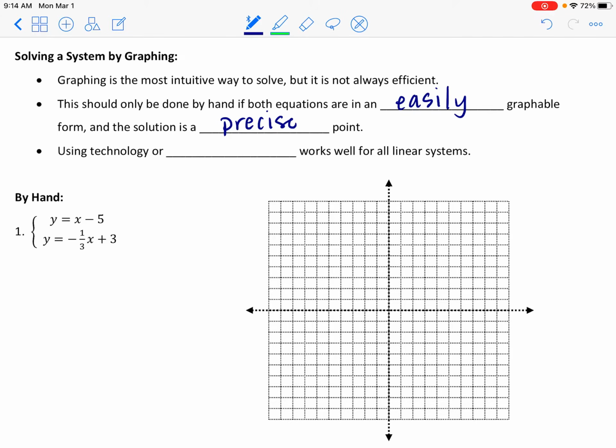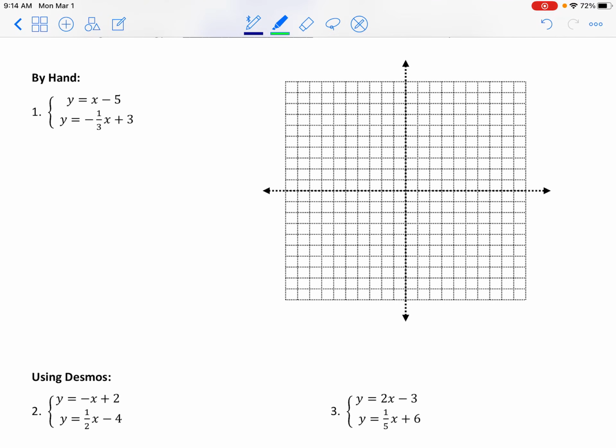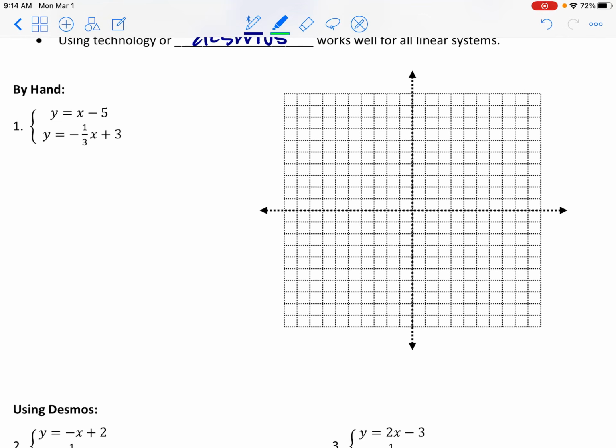Fortunately, this can be done using technology or Desmos in addition to doing this by hand, and I'm going to show you both ways. Technology will work for any of these systems, whether they're easily graphable or the solutions are precise or not. But if we're doing this by hand, we want it to be something that works out nicely, so I picked one that works nicely here. Let me show you this example by hand, and then I'll show you how to use technology so that it's precise no matter what. So let's call this equation 1.